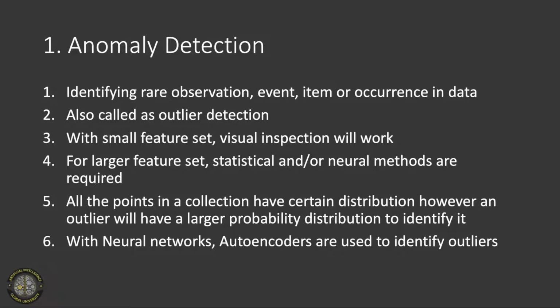This is a very small feature set. Visual inspection will work, or even a graphical inspection, or you can write software for that. With a small feature set, they might work. However, that does not happen in real businesses. The data sets are very large and super wide. In that scenario, these methods do not work. That's why statistical and neural methods are required to identify an outlier or anomalistic component within the data.